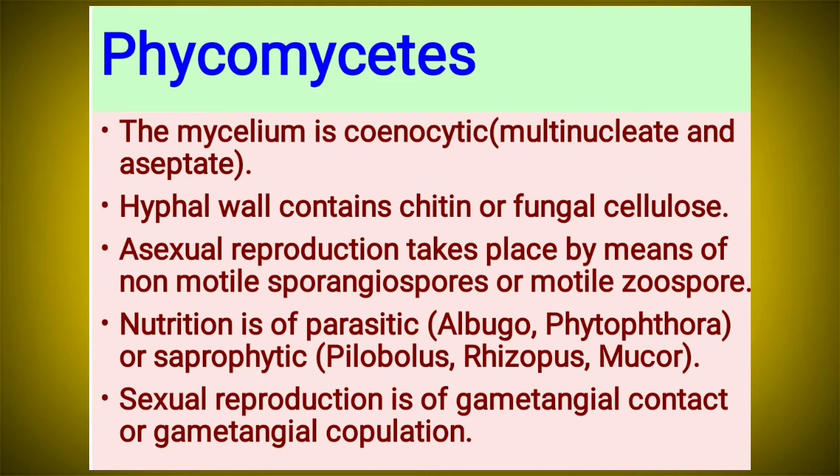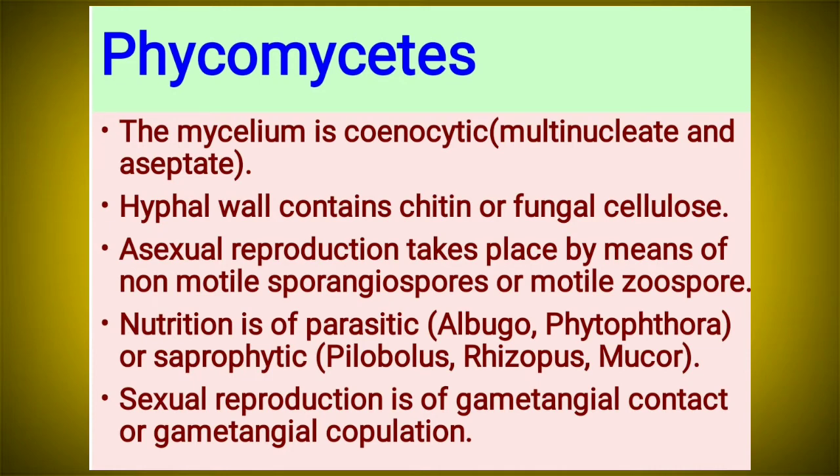The mycelium is coenocytic, that is multinucleated and aseptate. All the members of the class Phycomycetes such as Pilobolus, Albugo, Rhizopus, etc., have a coenocytic mycelium. That means their hyphae are aseptate and multinucleate, that means many nuclei in a hypha. That is the common feature of this class.